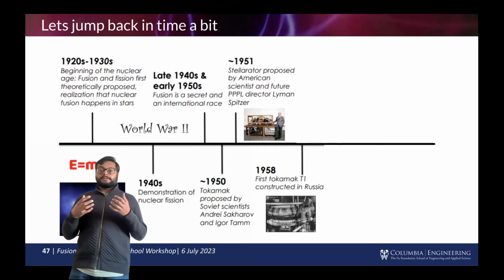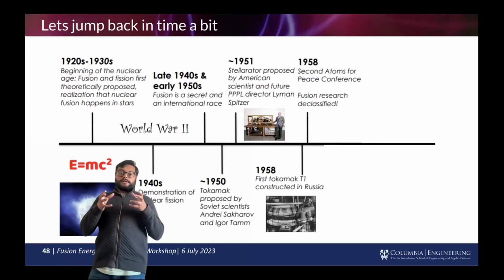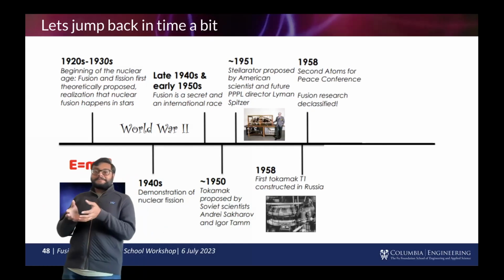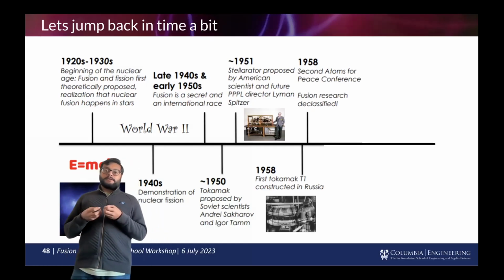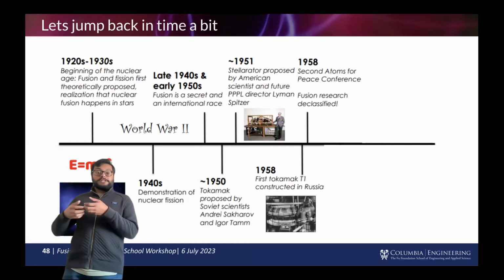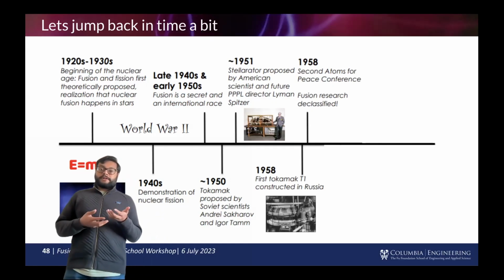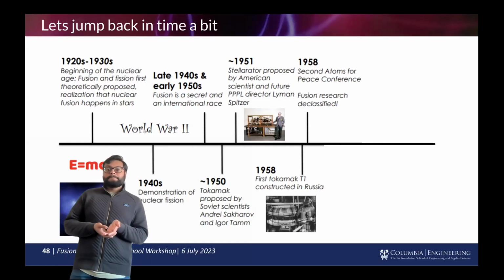The first tokamak was actually built in 1958. This was the tokamak T1, and the Russians who built it essentially showed that it was more efficient, or could reach higher temperatures, than the Stellarator that the American concept had.